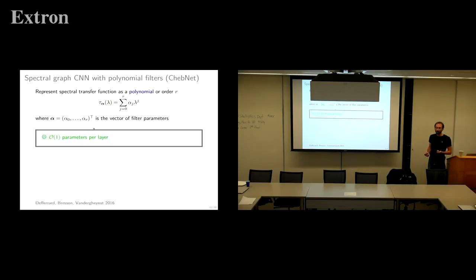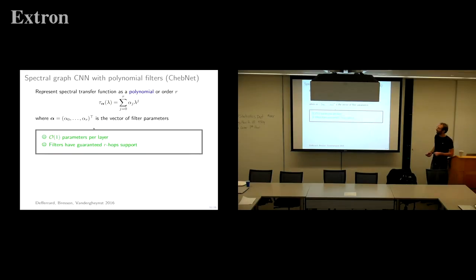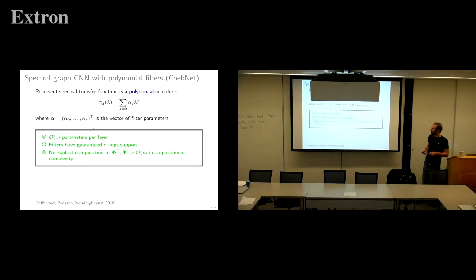So the number of parameters here is fixed. The filters have guaranteed compact support. And why is that? Because the Laplacian is a local operator. To compute the Laplacian, you touch only the neighbors of a vertex. For example, with the second power of the Laplacian, you touch the neighbors of the neighbors. With the rth power of the Laplacian, you go r times out. So the result is localized in space. It has r-hops support on the graph.